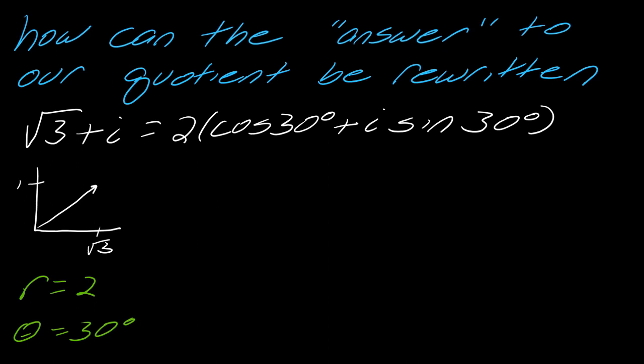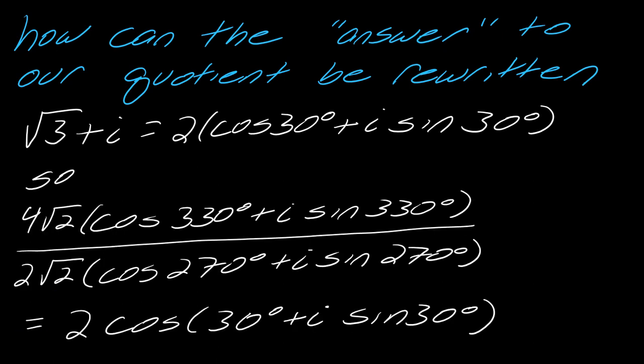Okay, so here's what I really wanted to show you. If I take that quotient and put everything in its trigonometric form, I think this is pretty crazy. Notice I've got 4 square root of 2 over 2 square root of 2, and this just comes out to 2. But what's the relationship now between the degrees? 30, 30, 270, 30. These are subtracted, right? So this is the quotient theorem in action. Hopefully you see that connection.